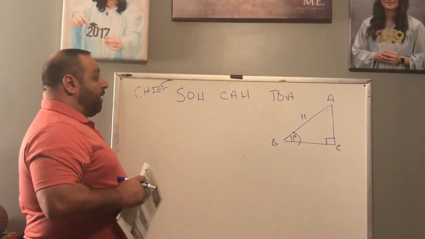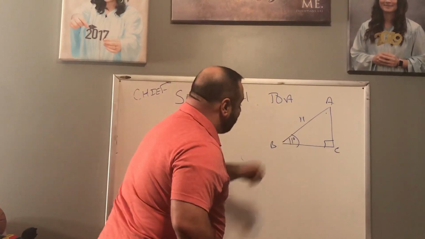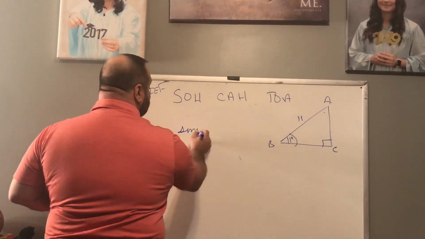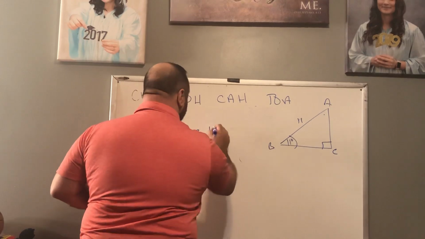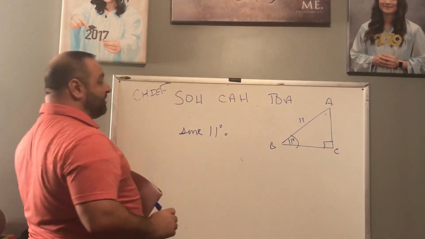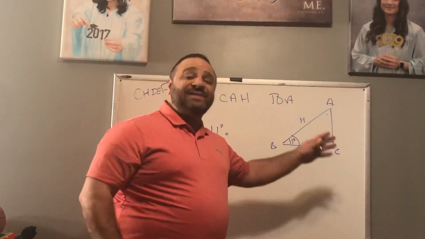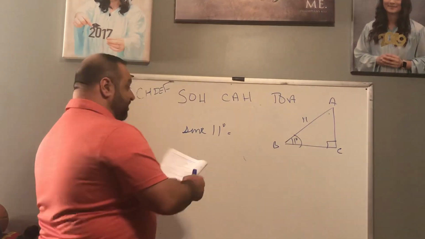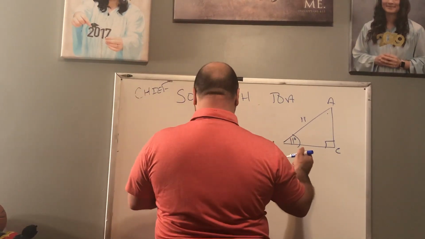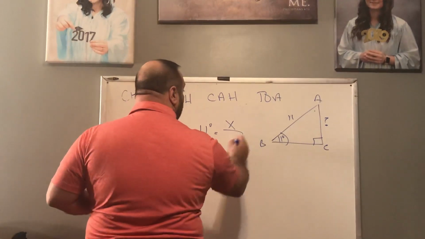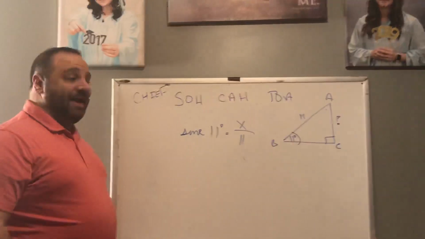We do have 2 elements: we have the hypotenuse and we have the angle. So here's how we would do this. We're just going to plug in the numbers that we know. The sine of 11 degrees is equal to the side opposite over the hypotenuse. We want to find the length of AC, so it would be x over 11.